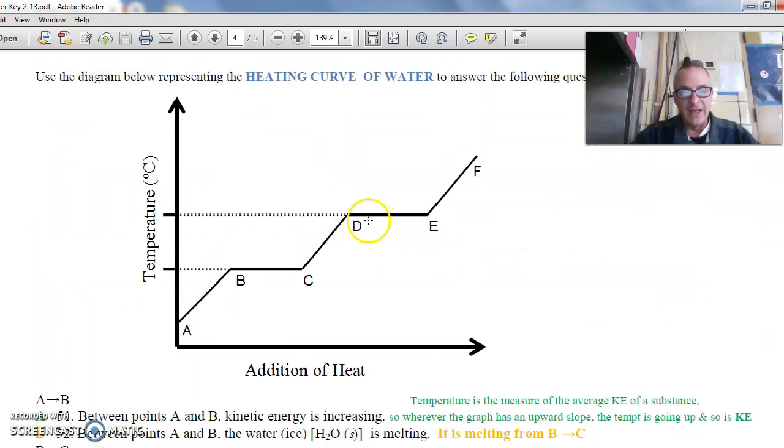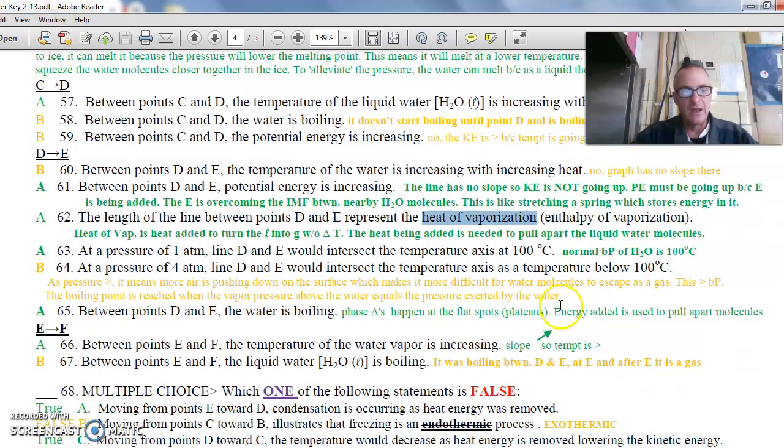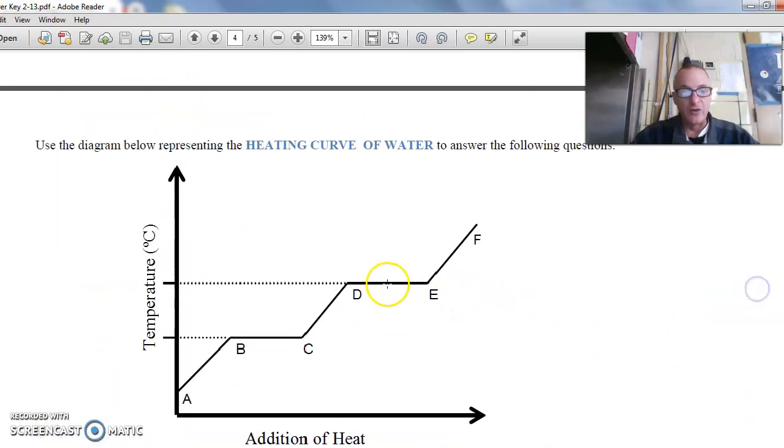So they're saying that if we increase the pressure, the boiling point would drop down below 100. Oh, no, no, no, no. If you increase the pressure, the boiling point would actually go up. So if we increase the pressure, D would be up here somewhere. So this line would keep going up, up, up to up here, and then it would flatten out.